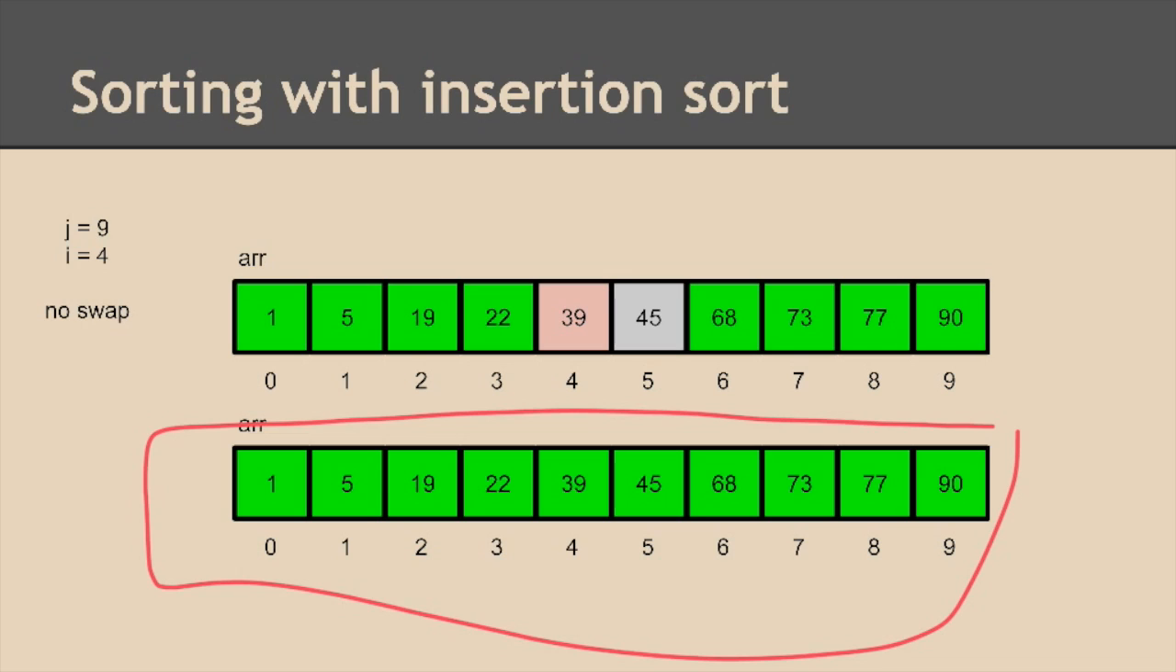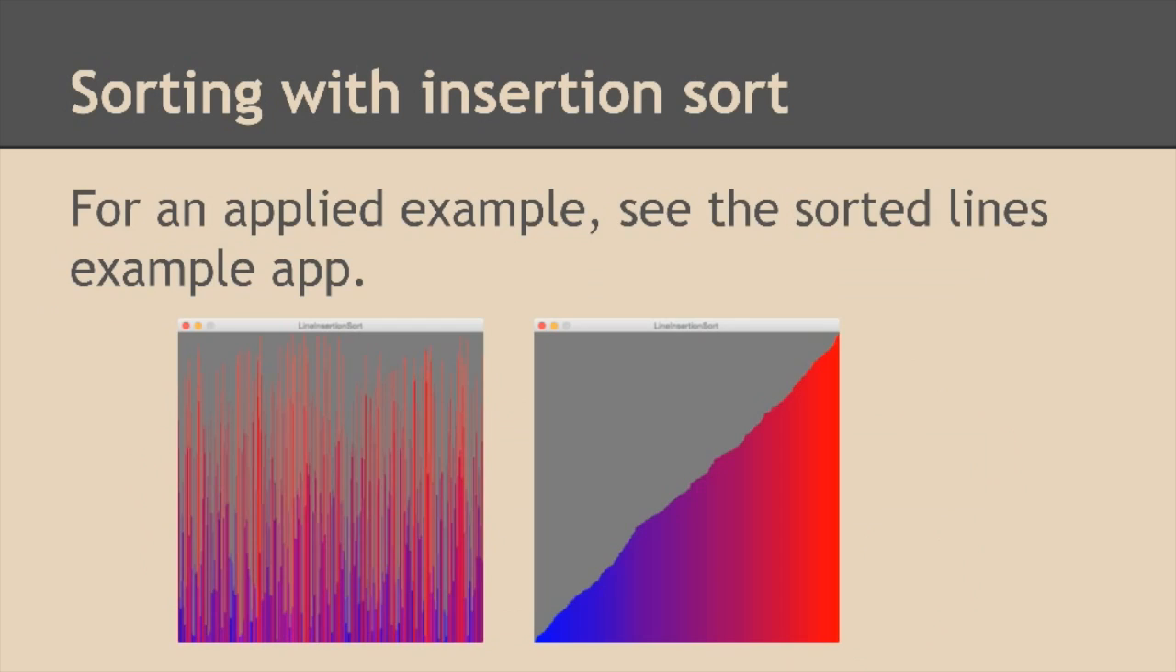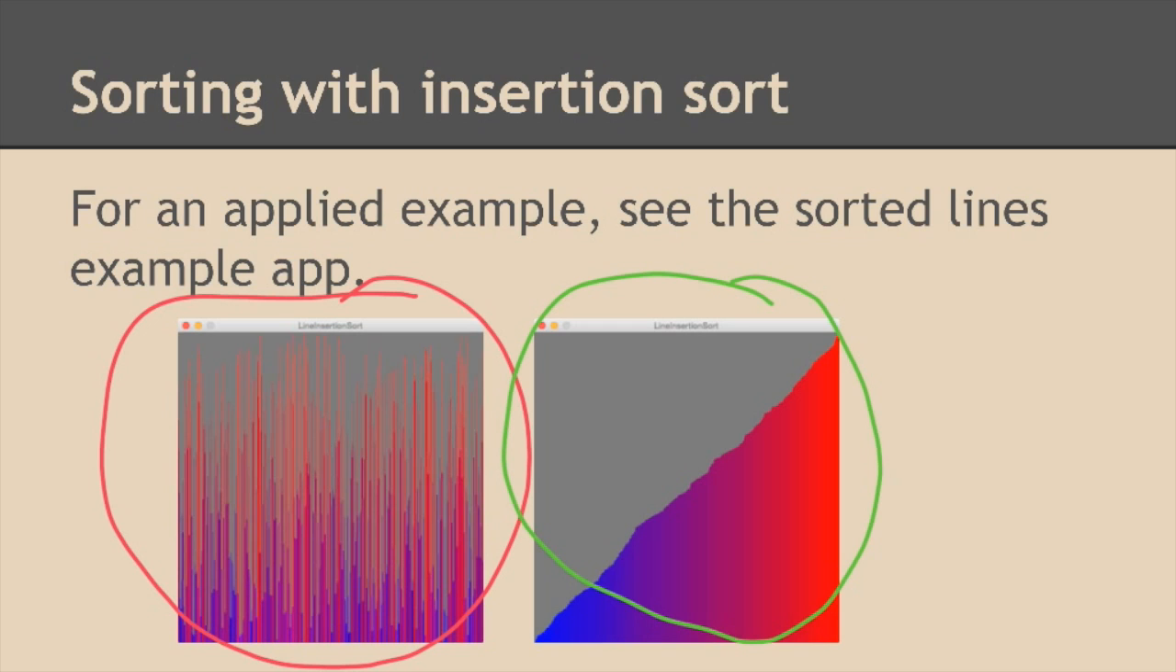All right. Now, a more fully developed example that uses insertion sort will be covered in the sorted lines example video. And so in that situation, what we do is we take a screen that has a series of different lines that have different heights and different colors, and those represent the values in an array. And then we apply an insertion sort process and redraw the values based on their heights, and we end up with a different arrangement and sort of a pretty color gradient as it goes from blue to red.